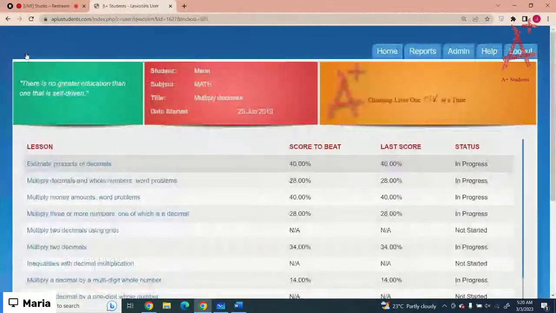Let's just start with the next lesson. And the next lesson is multiply two decimals using grids.